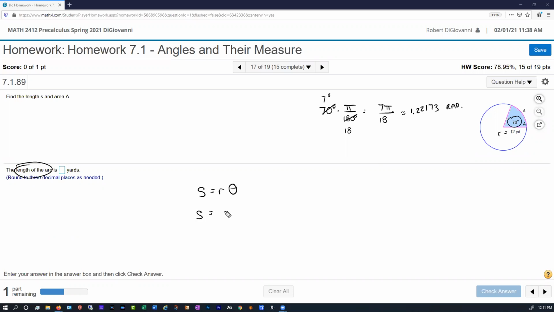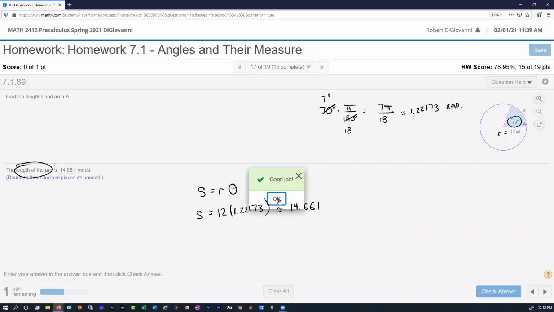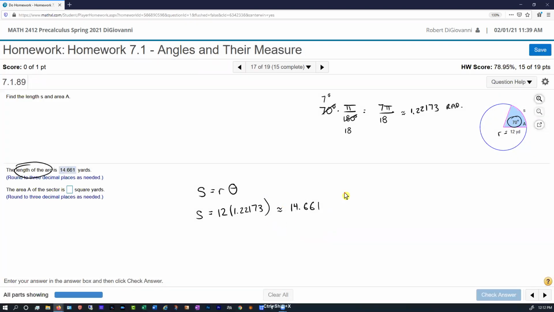And therefore, since the radius is 12 and the radian measure of the angle is this, I just multiply 12 times that, 1.22173. It's approximately 14.660, actually 1 if I round. So they want this to 3 decimal places. So let's try 14.661. Okay, that's good.